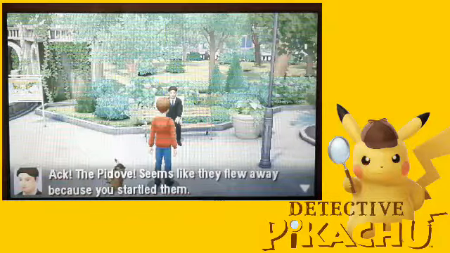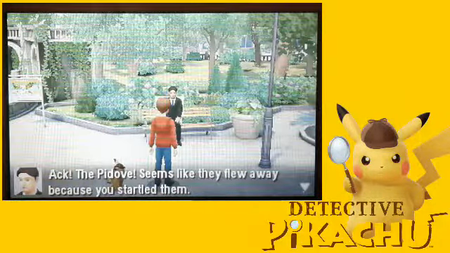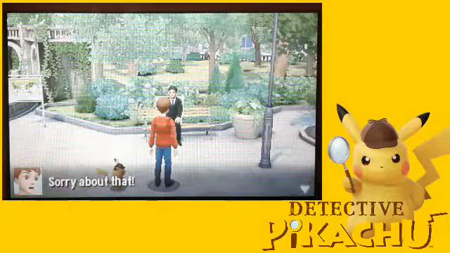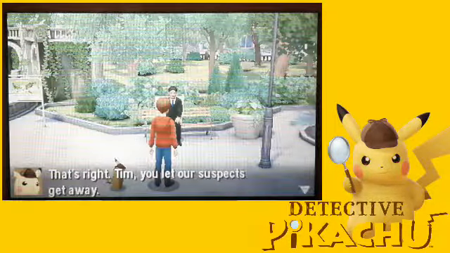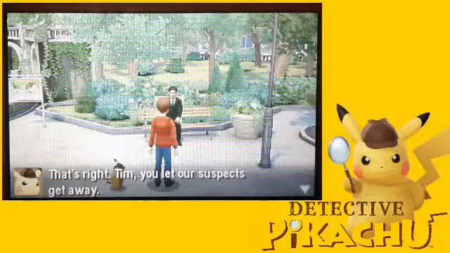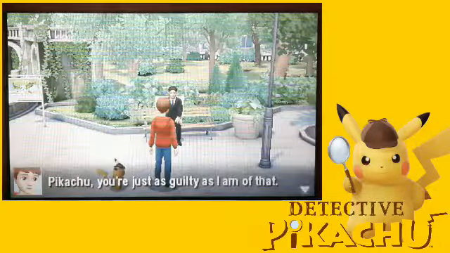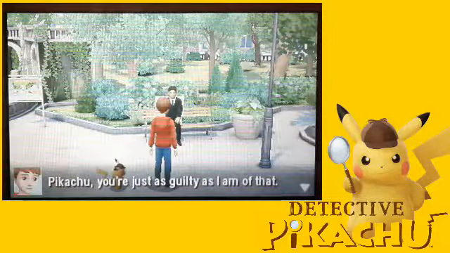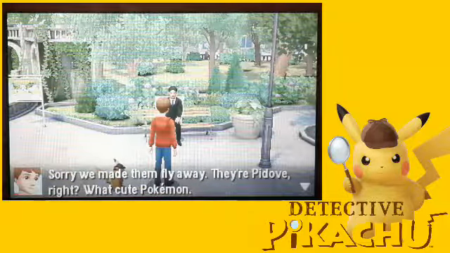Ooh. The P-Dons seem like they flew away because you startled them. Sorry about that. That's right, Tim. You let our suspects get away. Pikachu, you're just as guilty as I am of that. Sorry we made them fly away.